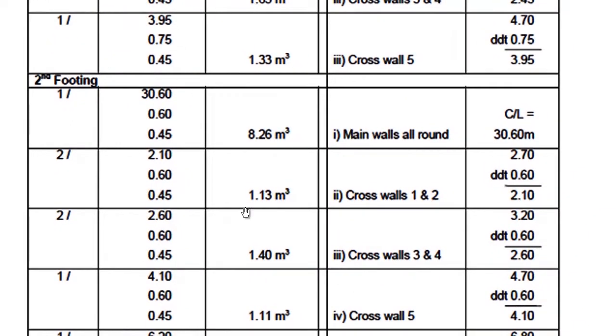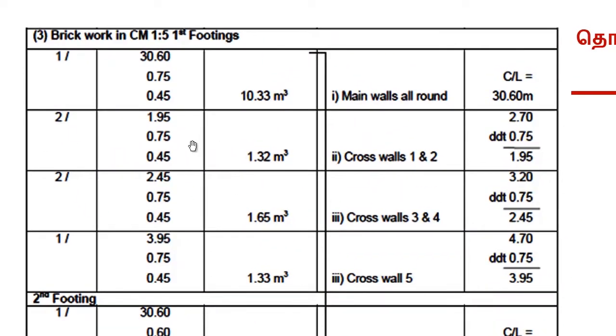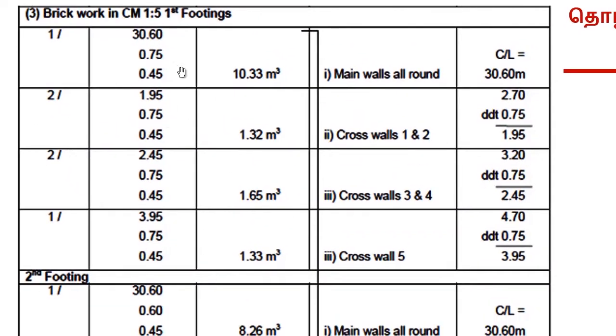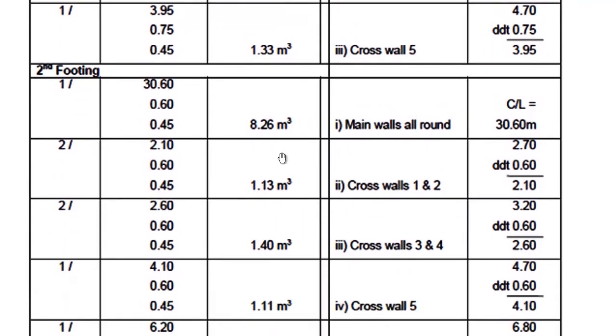Second footing, we calculate the same way as the first footing. Here only the breadth changes. For a cross wall, you deduct one breadth from the center to center length of the cross wall.